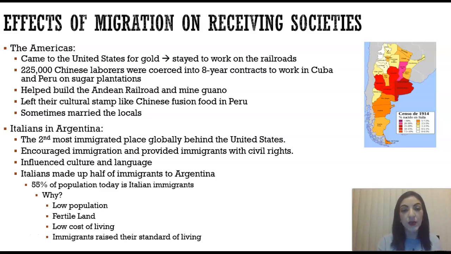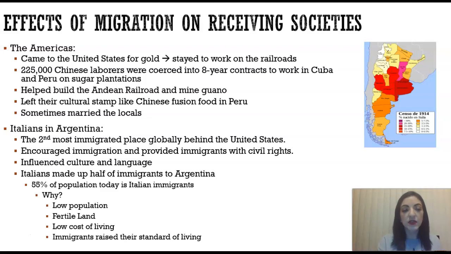Italians in Argentina: it was the second most immigrated place globally behind the United States. People in this territory encouraged immigration, and they provided immigrants with civil rights. So again, people in Argentina had it a lot better off than other places.